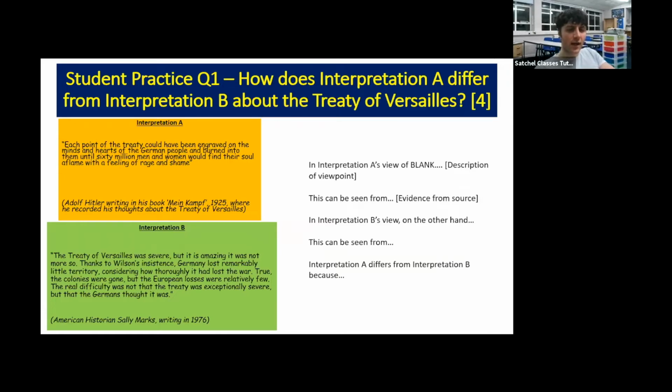So pause the video here. You want to take about 5 minutes on this. You don't want to spend any more than 5 minutes in the exam. So try 5 minutes now and see how you get on. Pause the video here, and then I'm going to show you a model answer, and you can compare and see how you got on.